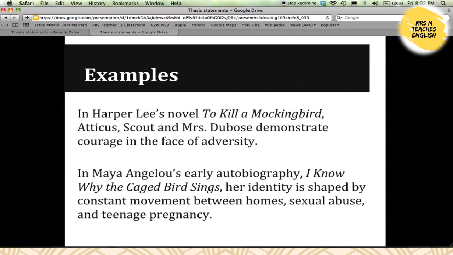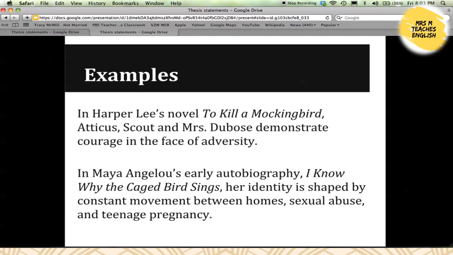It reads, "In Harper Lee's novel, To Kill a Mockingbird, Atticus, Scout, and Miss Dubose demonstrate courage in the face of adversity." So I have Harper Lee, she's our author, I have her complete name. To Kill a Mockingbird is the title of the text, and because it's a book or a novel, I have it italicized. It's very important that you italicize the title of a book or a novel when you're typing. And then this is clearly an essay on the theme of courage, but I've identified my 3 main points, which are the 3 characters I'm going to talk about, 1 character per body paragraph.